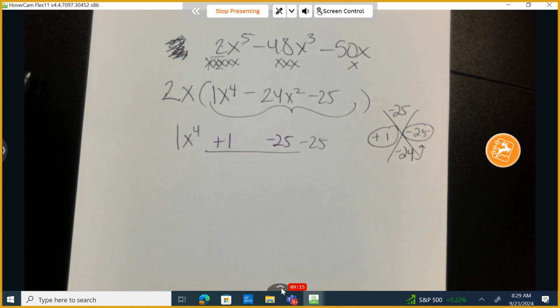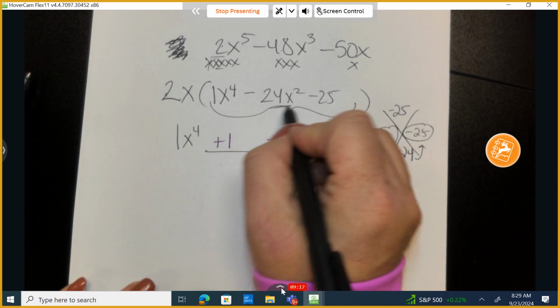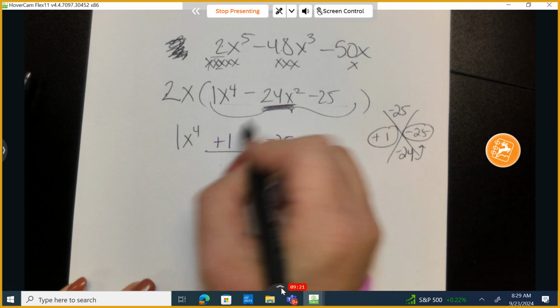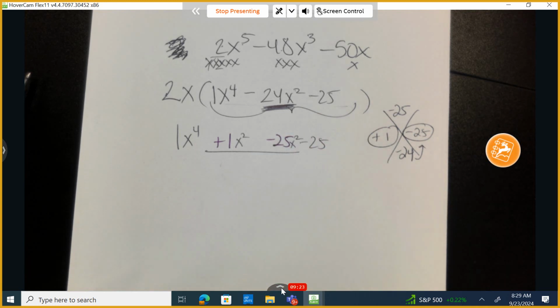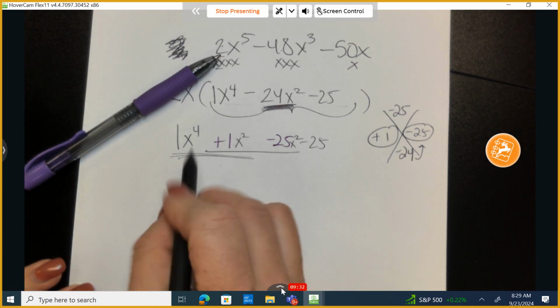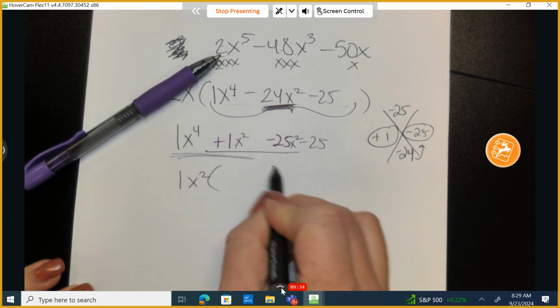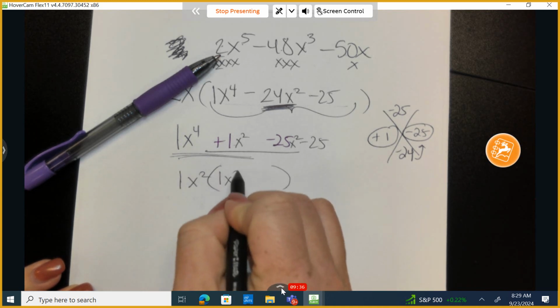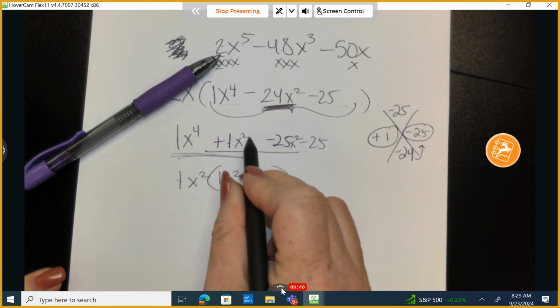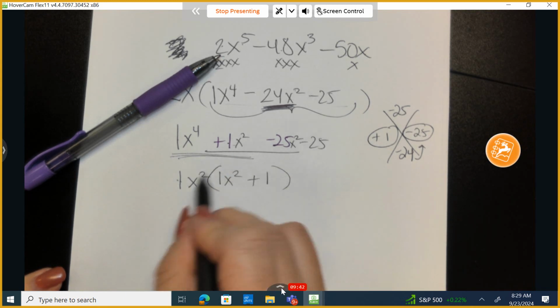Behind them, do I put an x? Do I put an x squared? We look back up to this trinomial inside the parentheses. It has an x squared. I'm going to attach an x squared behind the 1 and the negative 25. Underline the first 2 terms, please. I can factor out a 1 and an x squared. 1 divided by 1 is 1 with an x squared. 1 divided by 1 is 1. I don't need to attach any x's. I already have 2. When I distribute, I already have 2.